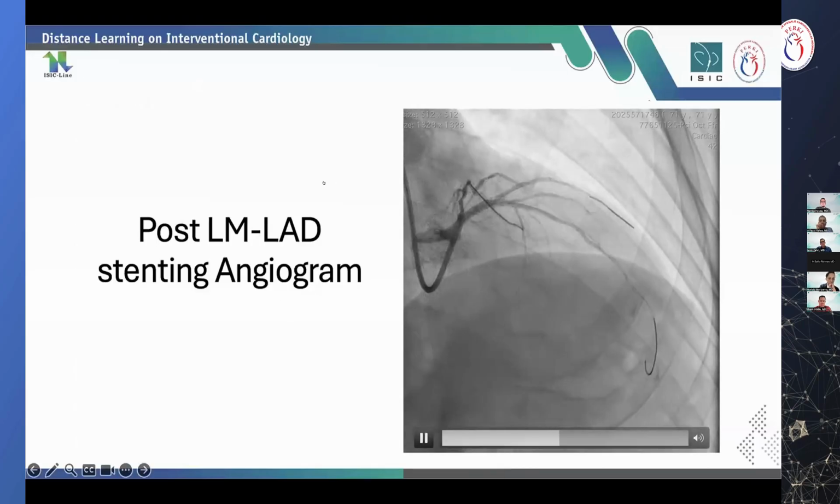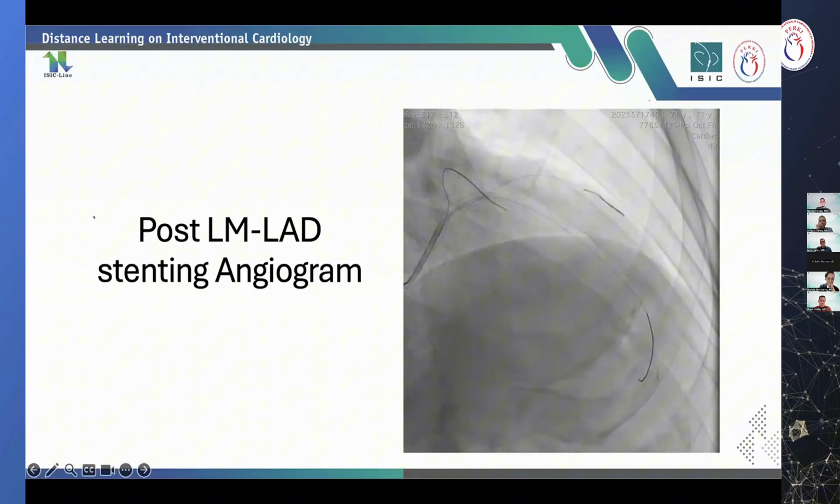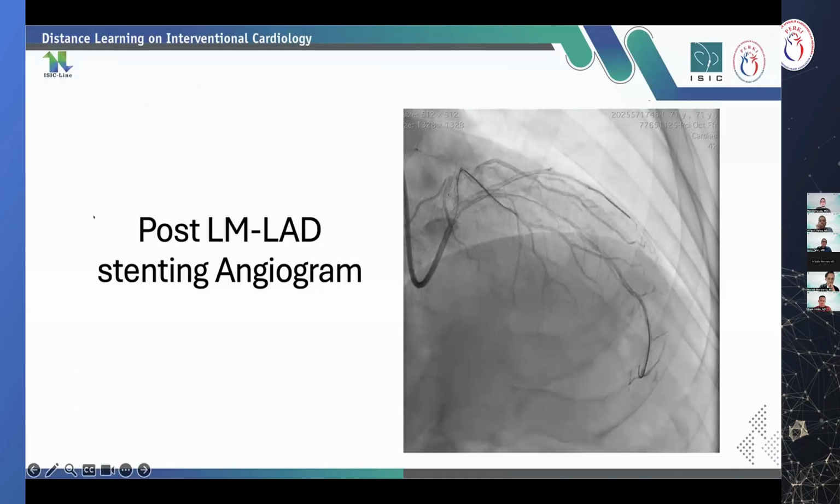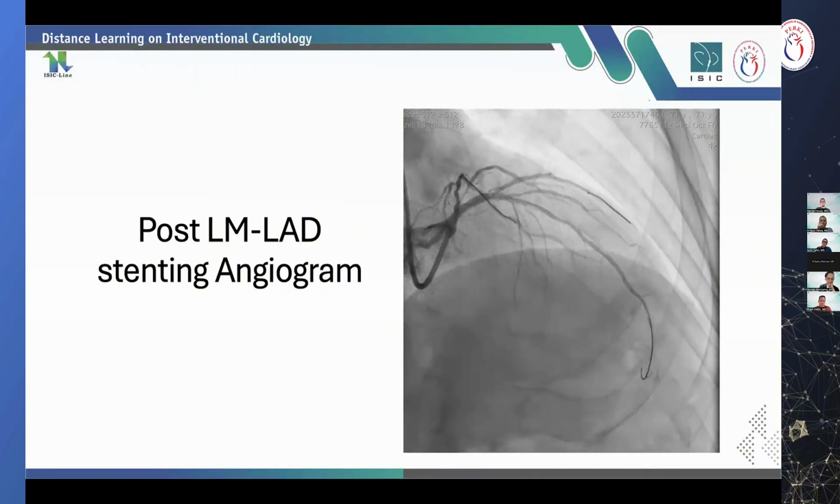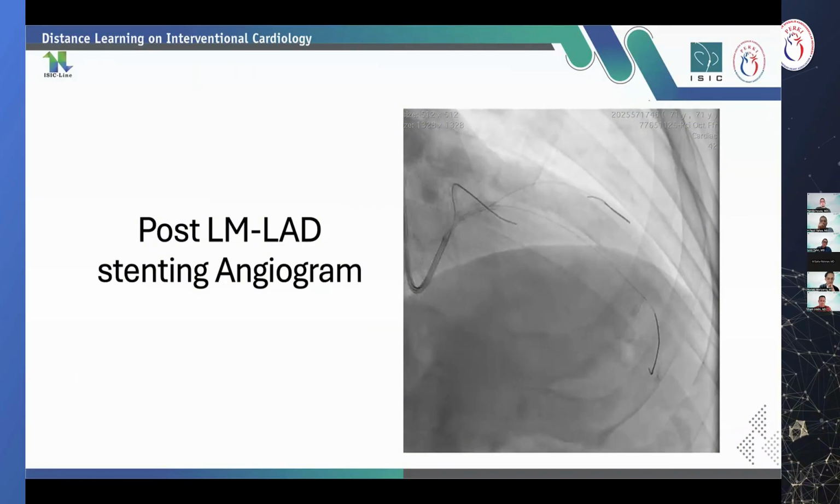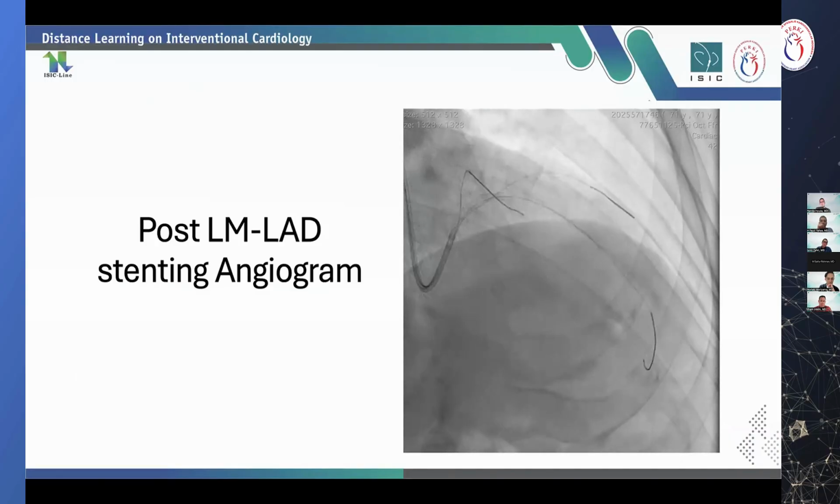So this is the post left main LAD stenting angiogram. After we deployed the stent, it looks good angiographically. And of course, we can still see some residual stenosis at the distal of the stent, as we haven't touched the mid LAD yet.